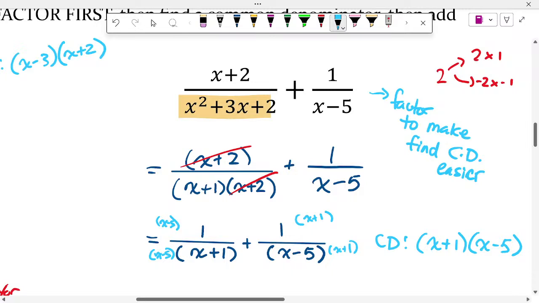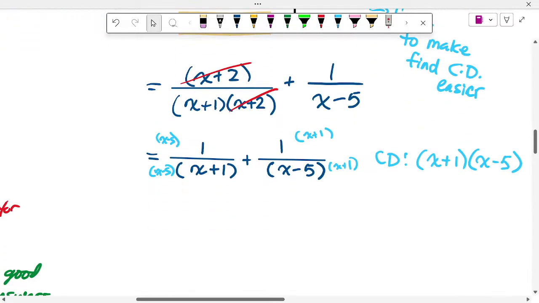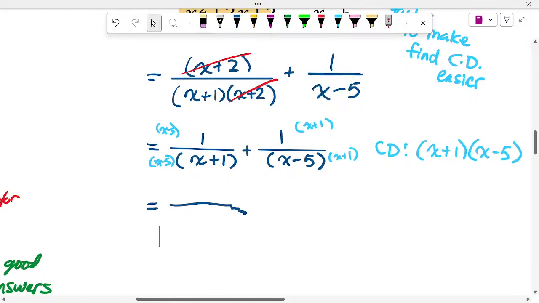Does that make sense? A little weird, right? Anyone find that a little weird? Yeah. That's okay. Let's give it a try. So now, what will the denominator be down here now? x minus 5 times x plus 1. And what about over here?